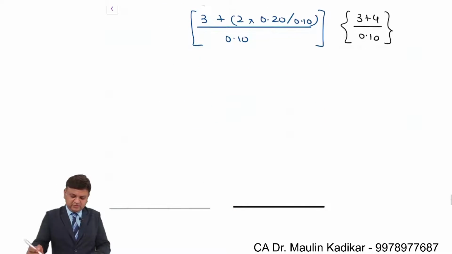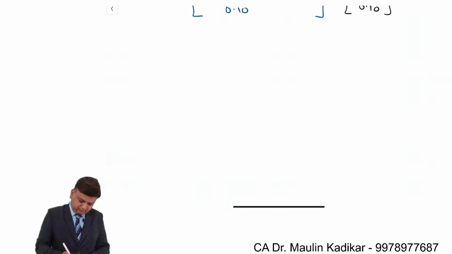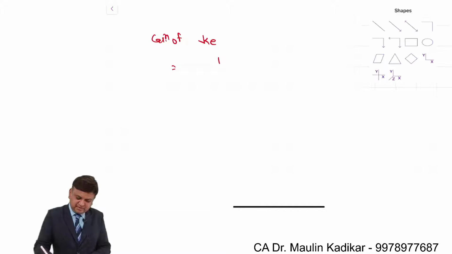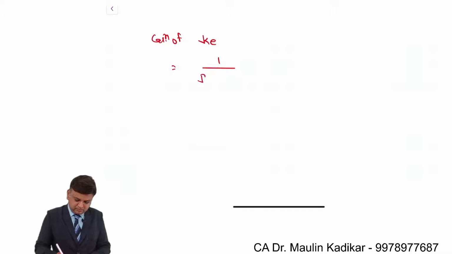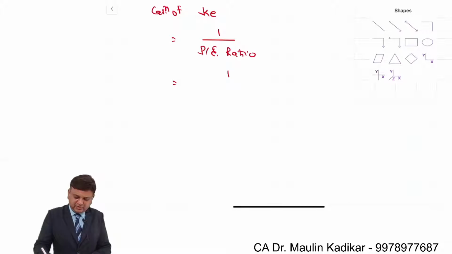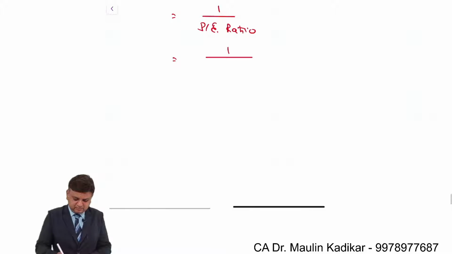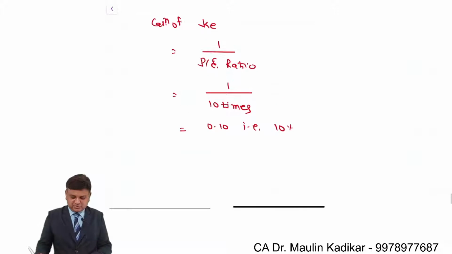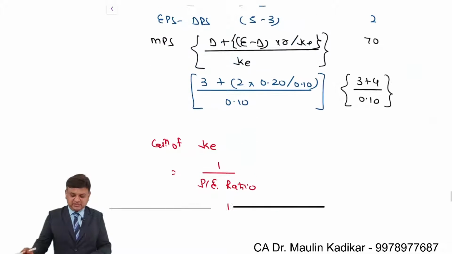And a small working note for K, calculation of cost of equity. It is 1 upon price earning ratio. So 1 upon 10 times, it is 0.10, that is 10 percent. Please take down the answer.